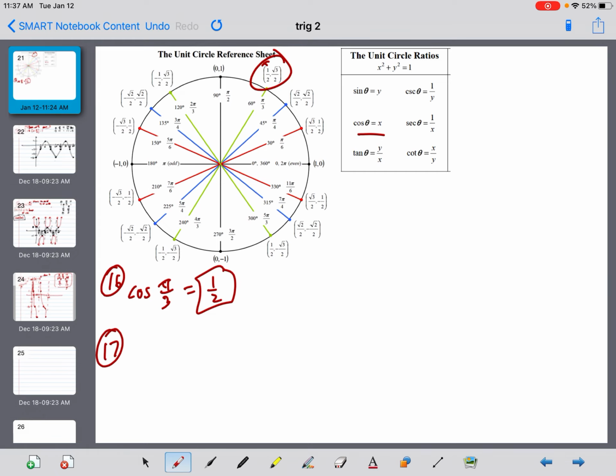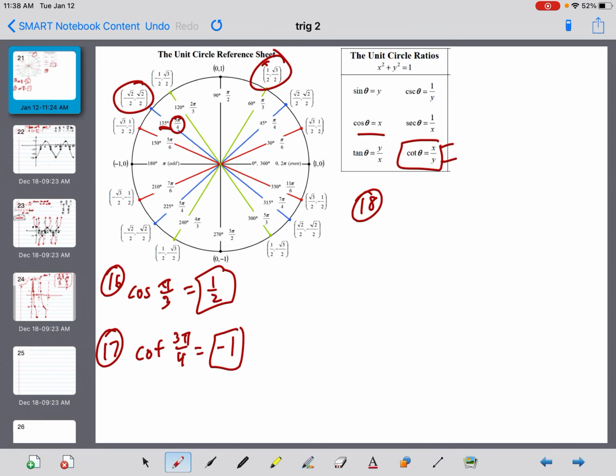For number 17, it's asking for the cotangent of 3 pi over 4. So it's asking to do this at that 3 pi over 4. So 3 pi over 4 is right here. All right. So it's these two items. Well, those two items are the same, except one's negative, one's positive. So if I divided those, it says x divided by y, I would get -1. So cotangent at 3 pi over 4 is -1.